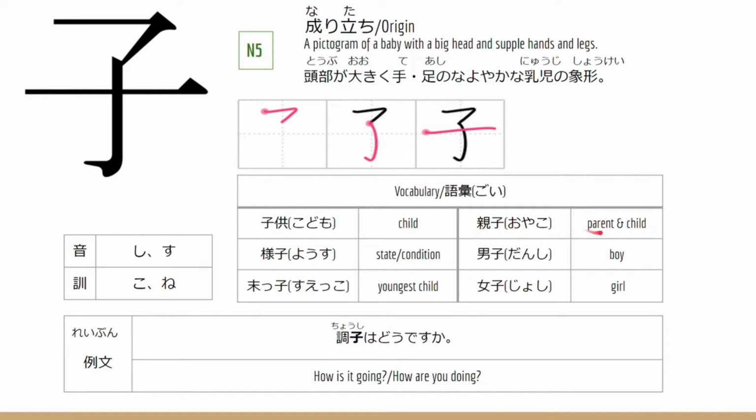Oyako, this means parent and child. Danshi, this means boy. Joshi, this means girl. Now let's go into the example sentence. 調子はどうですか？ This means how is it going or how are you doing.